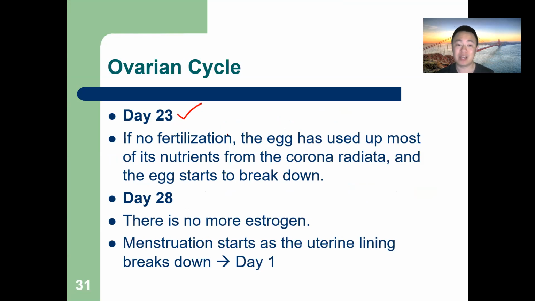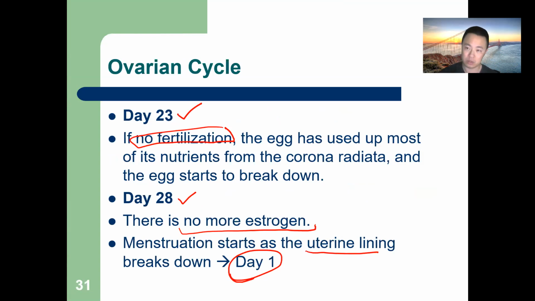Now, at day 23, if no fertilization happens, the egg will have used up all of its nutrition in its corona radiata, and then it starves itself to death and it breaks down. It's just no longer going to survive. And then at day 28, the reproductive system picks up that there is no fertilization. So why are we pumping out the estrogen? Let's bring that estrogen down. And then the menstruation starts back and resets at day 1. The uterine lining begins to break down, it sloughs off and gets removed, and then therefore it resets one more time.